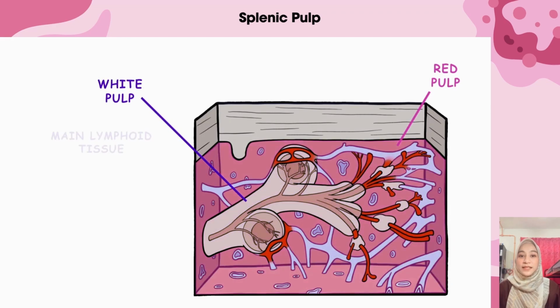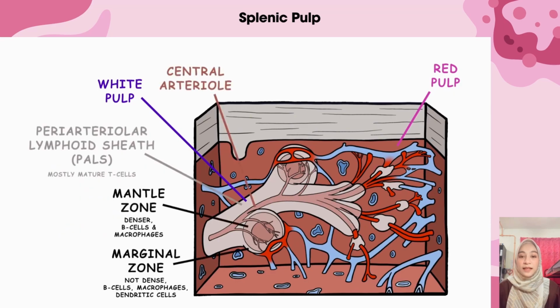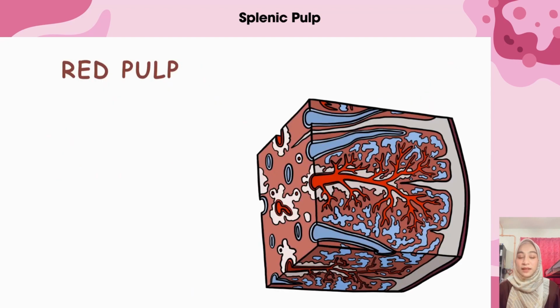The spleen has two tissue types, the white pulp and the red pulp. The white pulp is the lymphoid tissue of the spleen and contains lymphoid elements including follicles, lymphocytes, and plasma cells. Lymphocytes are produced in germinal centers, which are at the center of follicles. There are also phagocytic cells known as macrophages, which reside in both the white and the red pulp.